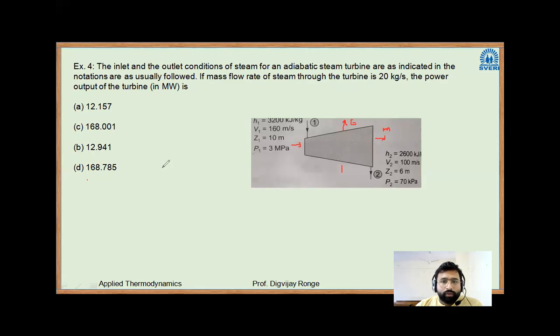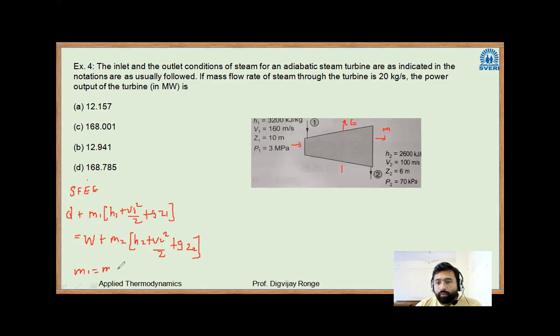Now I will write down the equation here. What is the SFE equation? Steady flow energy equation. Q plus M1 into H1 plus V1 square by 2 plus gZ1 is equal to W plus M2 into H2 plus V2 square by 2 plus gZ2. Now in this case, M1 is equal to M2 because they have not given the M2 value.